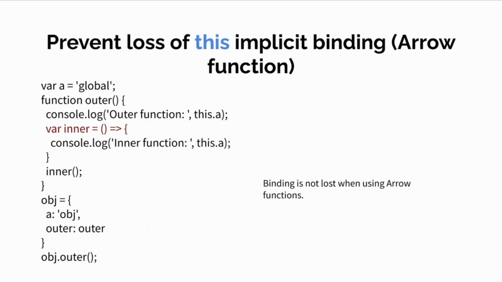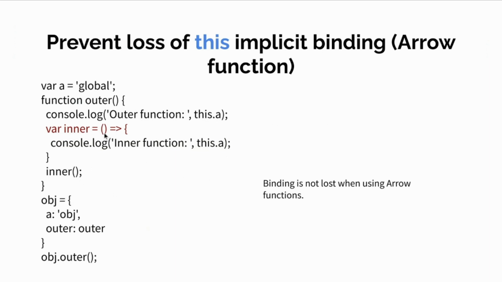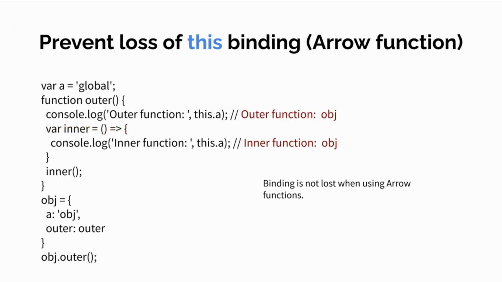Now, I have changed one thing here. You had a function, and now you have an arrow function. What do you think will happen? This is exactly the same code, only that part has changed. What do you think will be this.a in the outer function and this.a in the inner function? The inner function will use the scope of the outer function, so it will be the same object. When you have an arrow function, it will take the value of this from the outer function. So you will not lose this binding.